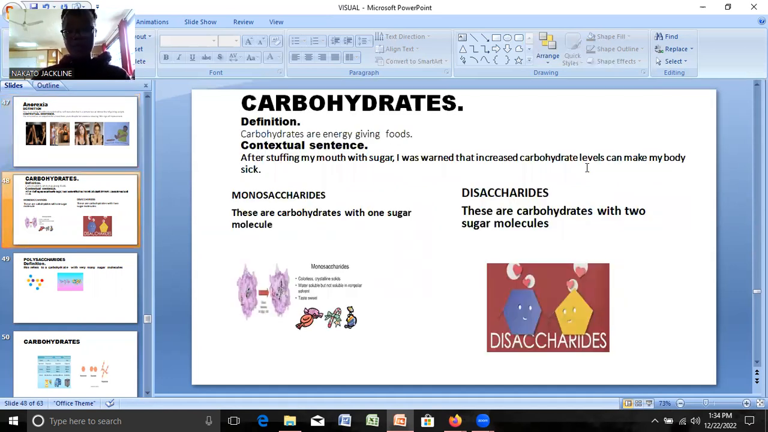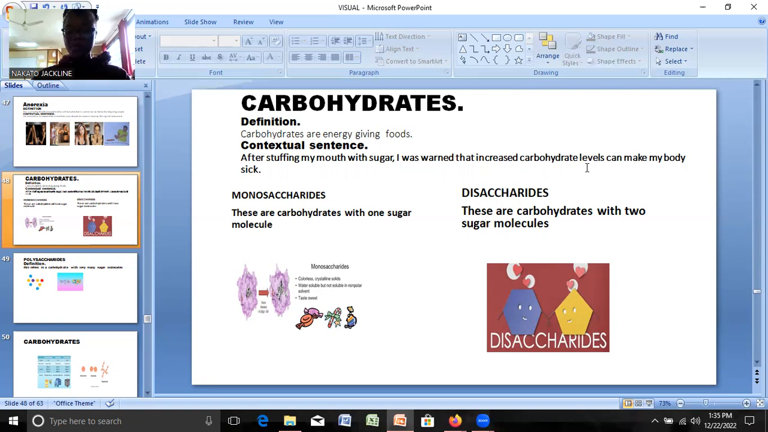Another one we have is carbohydrates. Carbohydrates are energy-giving foods, and for example, we have cassava, which contains starch, as we talked about above. Under carbohydrates, we have the different types, such as monosaccharides, disaccharides, and polysaccharides.